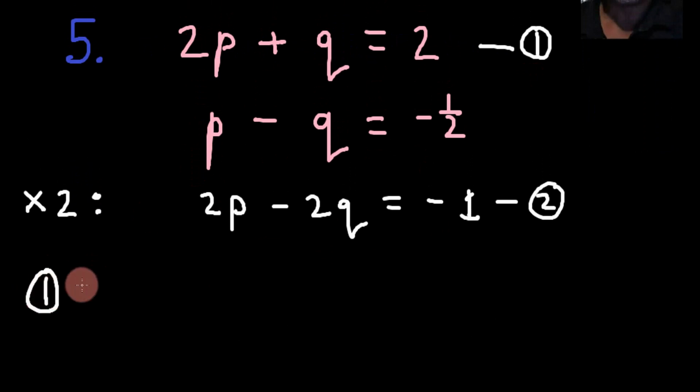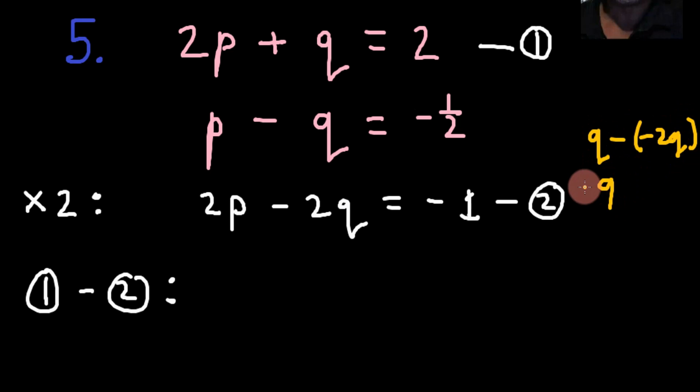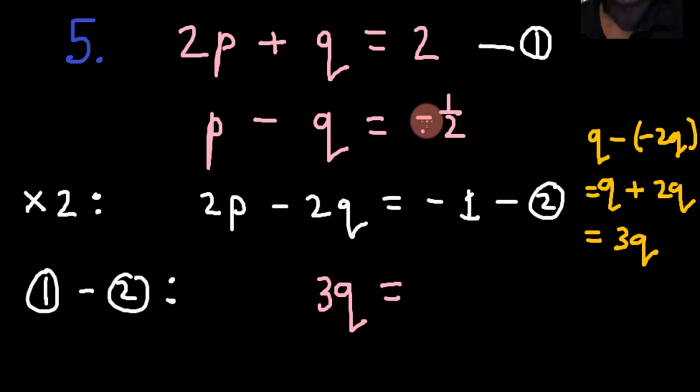So equation 1 minus equation 2, 2p minus 2p will be 0. Then we have q minus negative 2q. So q minus negative 2q will be q plus 2q, which is 3q. So we have 3q on the left-hand side. Then 2 minus negative 1. So 2 minus negative 1 will be 2 plus 1, which is equal to 3. So we have 3 on the right-hand side.